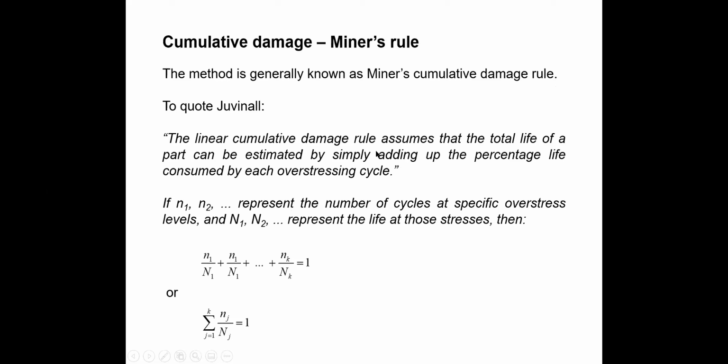this is the Miner rule. The linear cumulative damage rule assumes that the total life of the part can be estimated by simply adding up the percentage of life consumed by each overstressing cycle. So you know what an overstressing cycle is now. You need the ratio: if you apply that particular stress range until breaking, you know the number of cycles you can calculate using the SN curve equation. That is the capital N. And simple n means how many cycles you are going to apply on this specimen with this stress range. So that is the damage ratio you can see here.